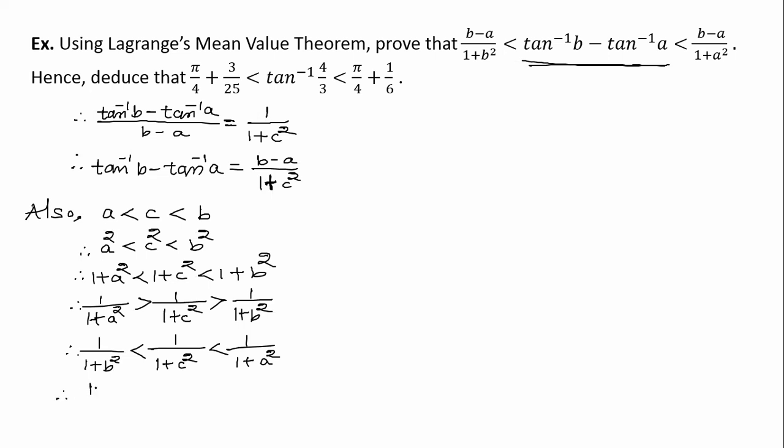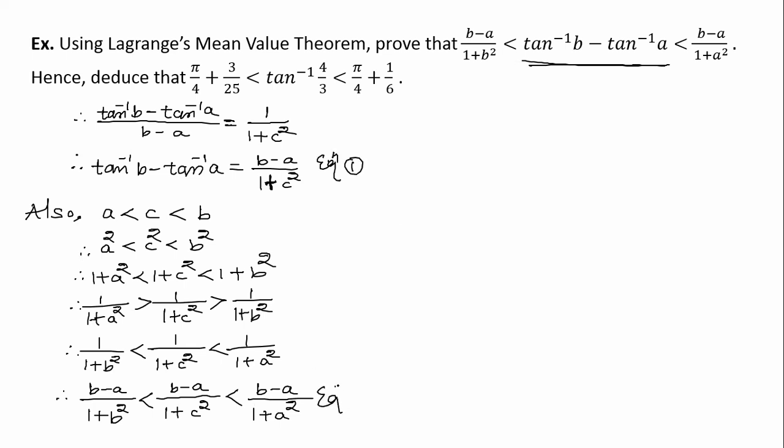Therefore, as b minus a is strictly positive, so inequality will remain as it is. We know that if we are multiplying by some negative quantity, then the inequality changes. Less than becomes greater than, greater than becomes less than. But here b minus a is strictly positive quantity. Okay. So after this, let us see toward this question, equation 1. I am calling this as equation 1 and this as equation 2. Okay.